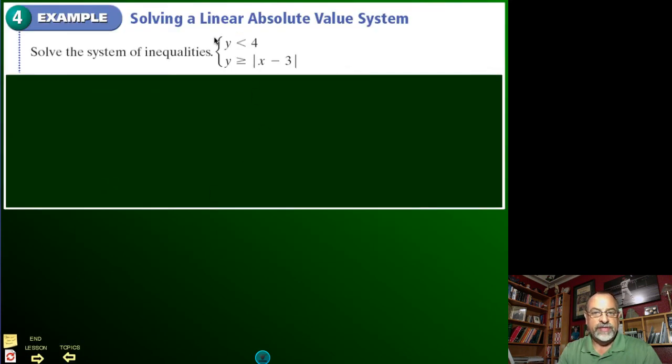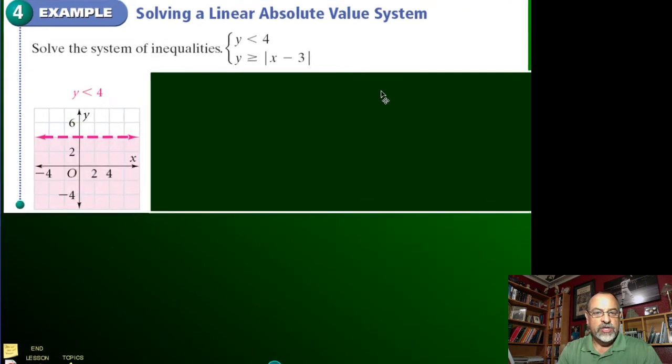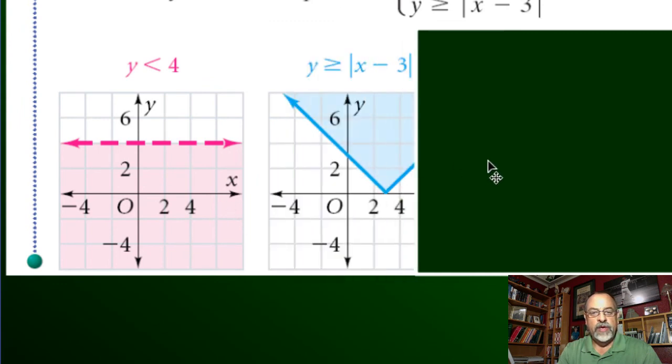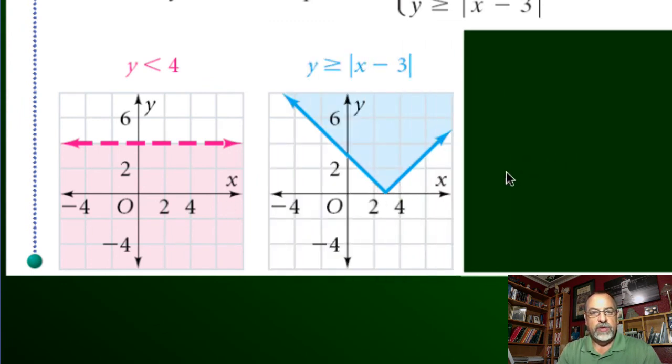So here you have a system where one of the inequalities is a line and the other inequality is an absolute value. So this one is going to look like a line. This one is going to look like a V. And then again, we're looking for the overlap section. So we graph the linear inequality. That's a horizontal line, less than, not included, so that would be below. And then the absolute value would look like this.